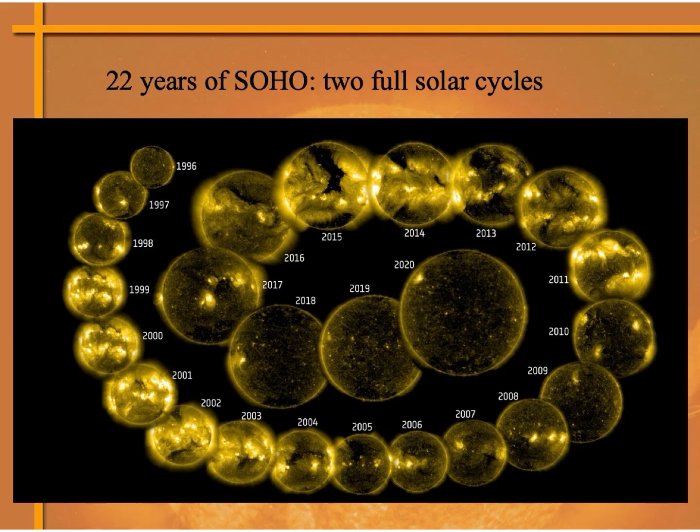These are similar images taken by a different spacecraft over 2 full solar cycles. Notice the pattern of increasing and decreasing activity as you trace the path from 1996 to 2020.